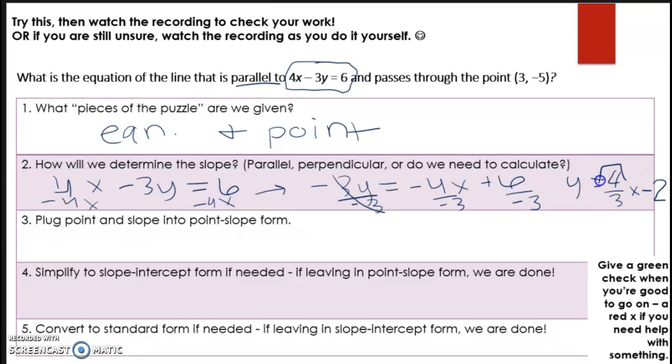So the slope, since it's parallel to this line, is the same. 4/3 is your slope. Now we're going to plug the point that we are given, this is our x1, y1, into our point-slope form. y minus y1, which is negative 5, so minus a negative gives us plus 5, equals m, and we know that m is 4/3, times x minus x1, which is 3.